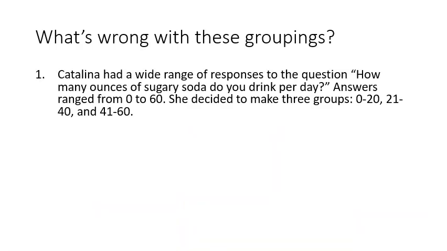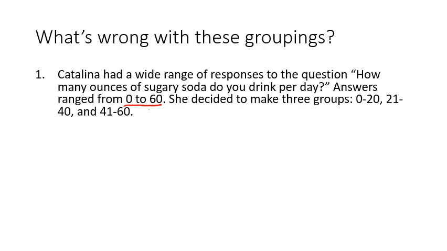So what's wrong with these groupings? Catalina had a lot of responses to the question, how many ounces of sugary soda do you drink per day? Her answers ranged from 0 to 60. She decided to make 3 groups, 0 to 20, 21 to 40, and 41 to 60. The question is, what's wrong?